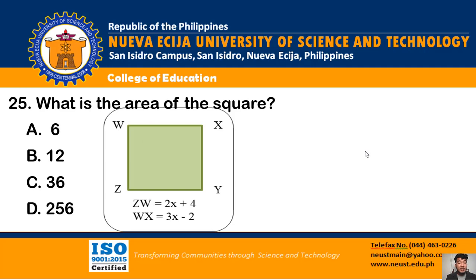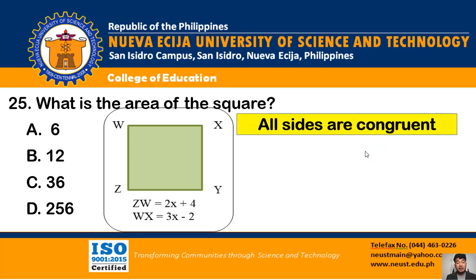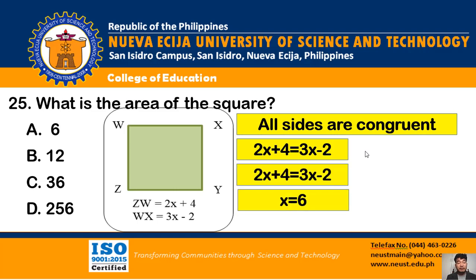25. What is the area of the square? Given that ZW is equal to 2x plus 4 and WX is equal to 3x minus 2. Alright, so these are sides. And take note that all sides of the square are congruent. So we can equate these two. 2x plus 4 is equal to 3x minus 2. Solve for x, you will have 6. So that is the value of x already.